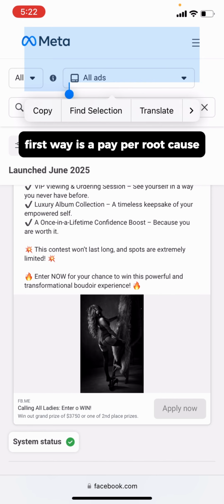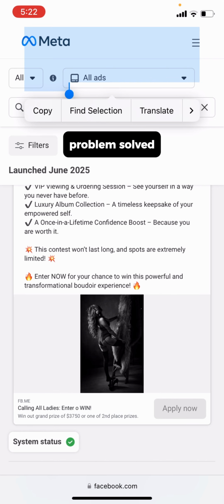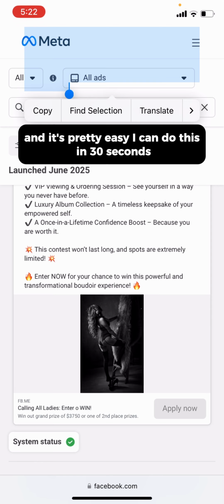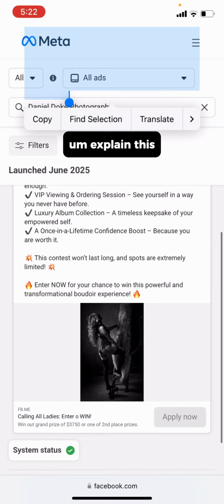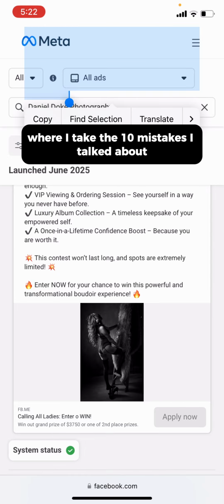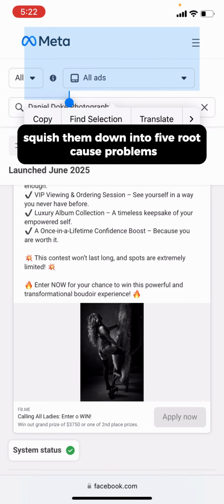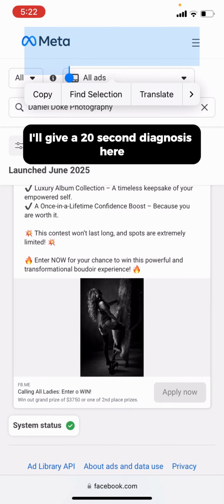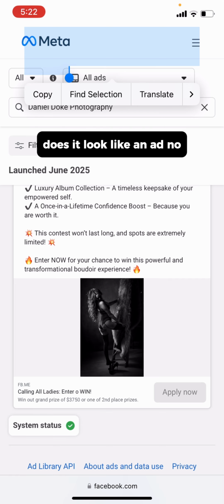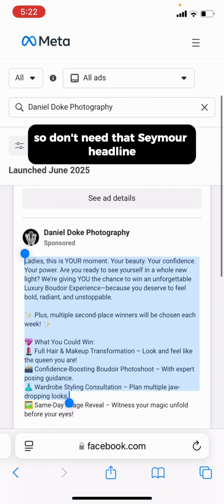First way is a pay per root cause problem solved. And it's pretty easy. I can explain this in 30 seconds, where I take the 10 mistakes I talked about, squish them down into 5 root cause problems, and I charge for each root cause problem solved. And we'll give a 20-second diagnosis here. Does it look like an ad? No. So don't need that.